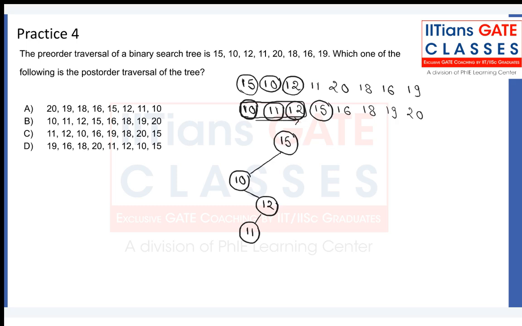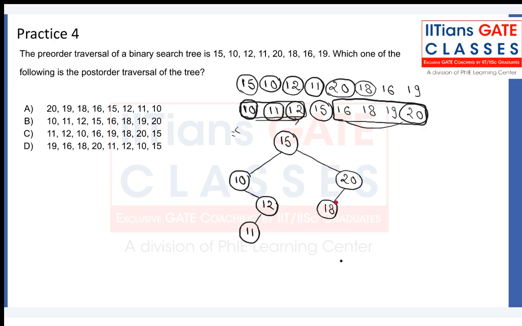Now the right subtree contains these elements. Which is the root? Look at the first element in the pre-order. You process the root first, right? So it is 20. So 20 is the root. You mark 20. Now each of them is in the left subtree of 20. Which is the root? 18 is the root. Okay. Mark 18 in the in-order. Left is 16, right is 19.